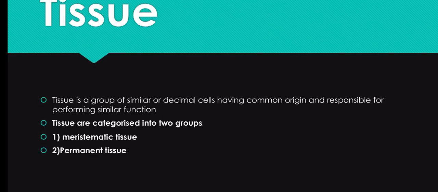Firstly, we will discuss the tissue. Tissue is a group of similar or dissimilar cells having common origin and responsible for performing similar function. Tissues are categorized into two groups, that is meristematic tissue and permanent tissue.